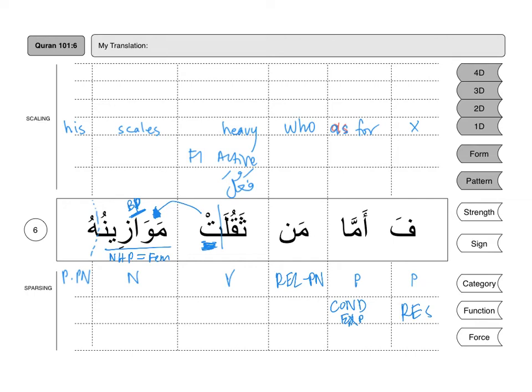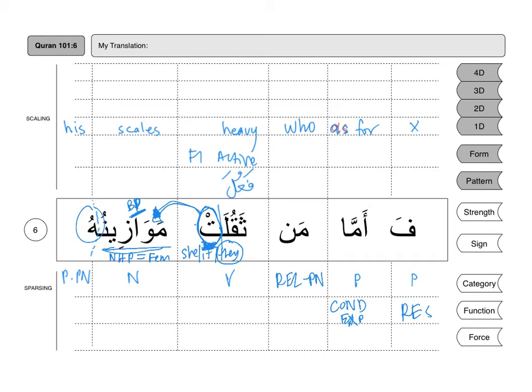Therefore when you describe them, you use a feminine ta. So this ta can mean she, it can mean it, it can mean they. In this case it means they, because it's referring to a non-human plural, which is mawazin. Okay, so mawazin means scales, and hu means his. It's a personal pronoun. Eventually you translate it like this: as for the one whose scales are heavy, and then you continue with the next verse.